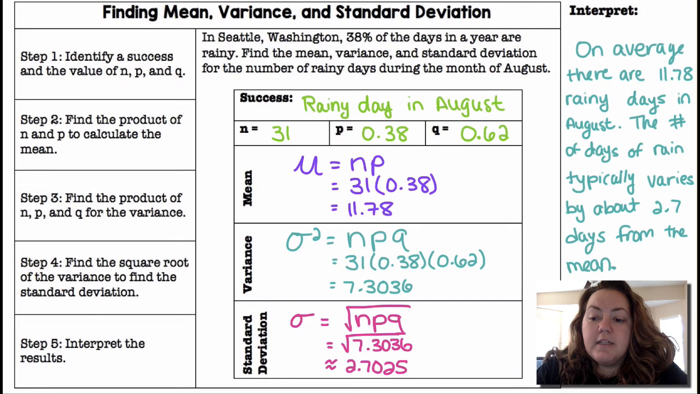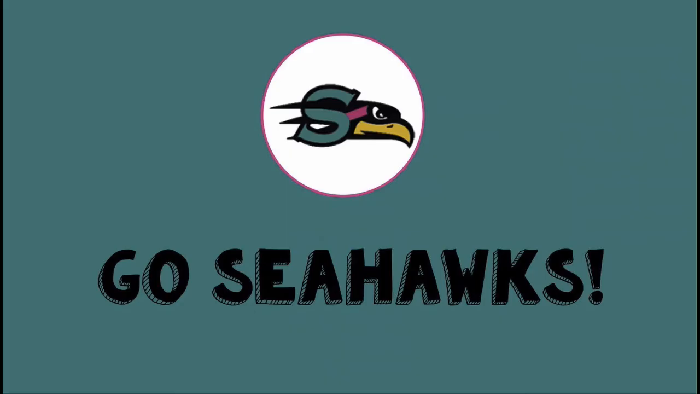When we interpret this, we could say, on average, there are 11.78 rainy days in August. The number of days of rain typically varies by about 2.7 days from the mean. The typically varies from the mean part is your standard deviation. The average is your mean. Keep in mind that because you are finding statistics, a mean and a standard deviation, you are allowed to say values that don't necessarily make sense, like 11.78 days. So, go Seahawks.